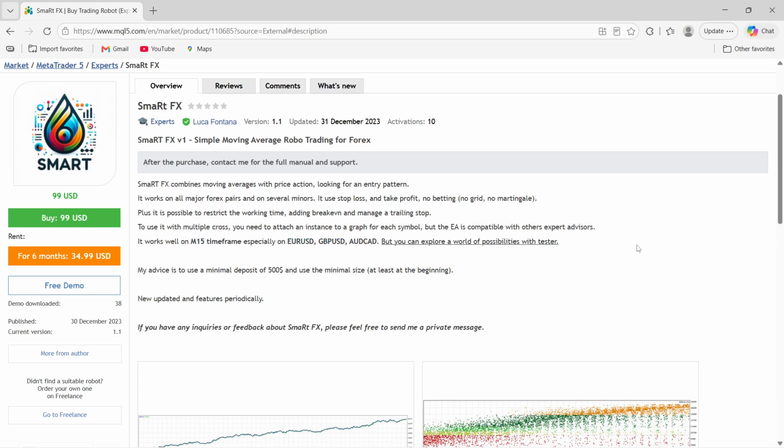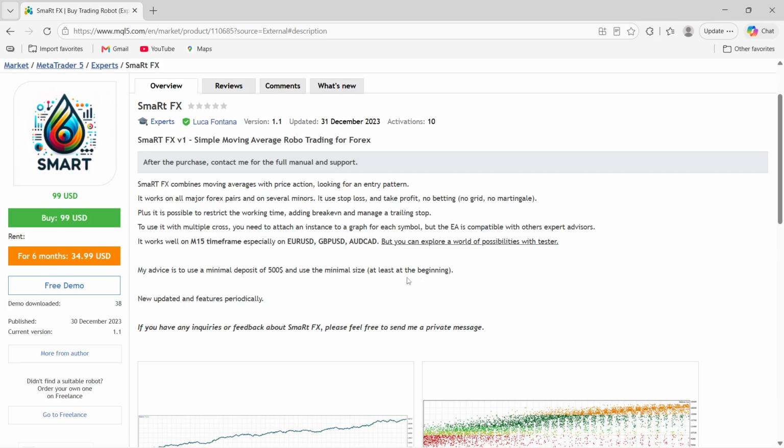All right. They even name pairs like EURUSD, GBPUSD, and AUD as good candidates. That's a clue. The EA is probably tuned specifically for certain volatility and behavior profiles.